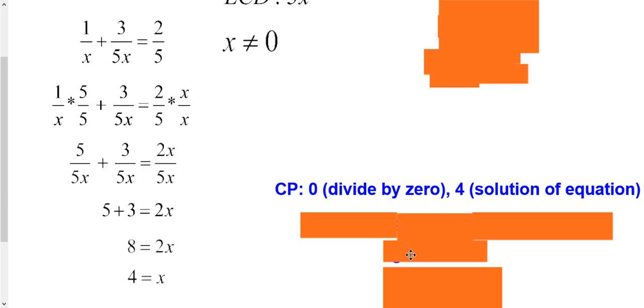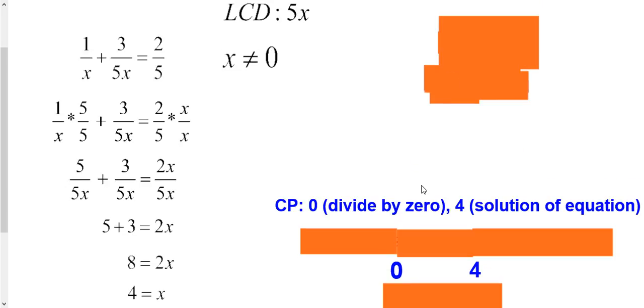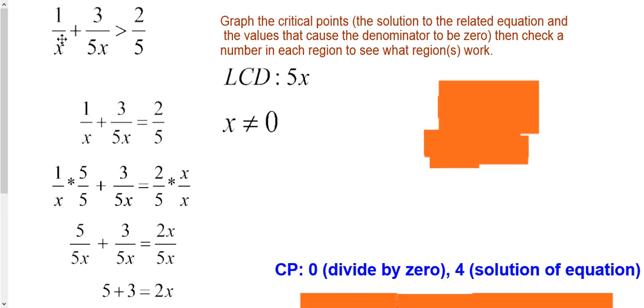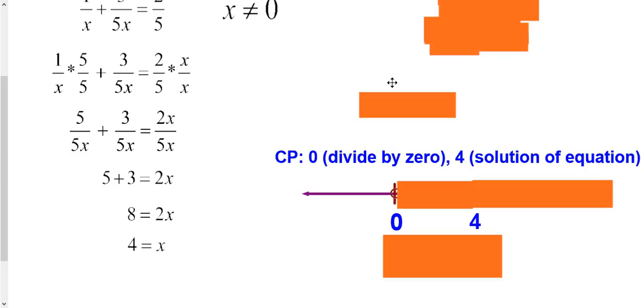We put those on our number line, and then once again, you need to try a number in each region into your original. We could try like -1, because that's the left of 0. Try -1 here. You get a -1 plus, put a -1 here. So you get -1 plus a -3/5. A negative plus a negative is even more negative. Is that greater than a positive? No. So you're not going to shade over here.